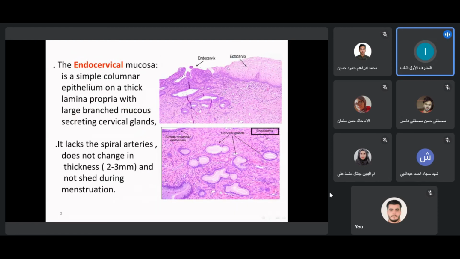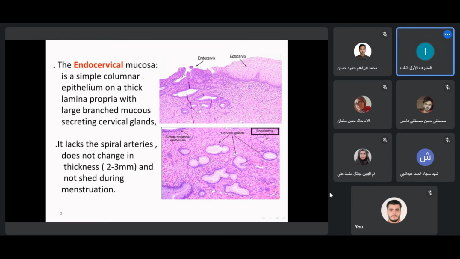As you can see here, this is the area of meeting between the ectocervix, the outer part of the cervix, where the lining is stratified squamous epithelium, while the inner part, which is continuous with the uterus, is called the endocervix, and the lining is simple columnar epithelium with the presence of underlying cervical glands. These function to secrete mucus, the cervical mucus.